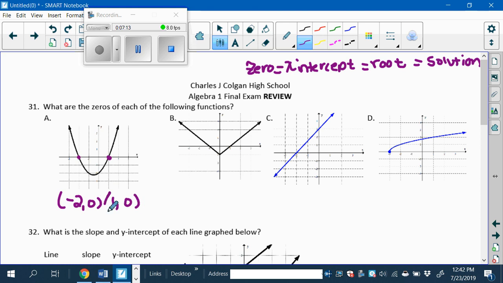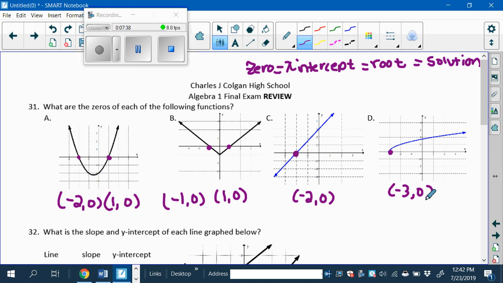And zeros are very easy because the y values are 0. Same with here. So this is going to be -1, 0, and 1, 0. Now here's a hint. A line has at most one x-intercept. So that's right here. So this is going to be -2, 0. This one also only has one x-intercept, which is -3, 0.